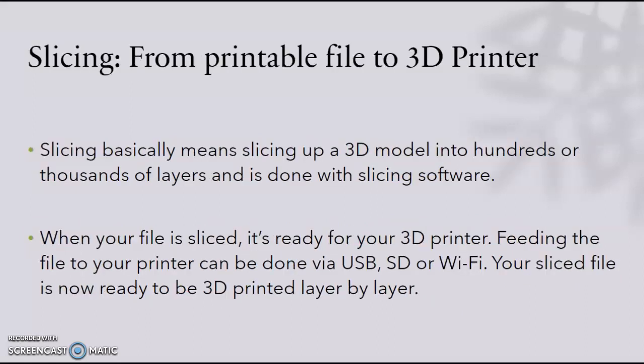Slicing basically means slicing up a 3D model into hundreds or thousands of layers, and is done with slicing software. When the file is sliced, it's ready for the 3D printer. Feeding the file to the printer can be done by USB, SD, or Wi-Fi. The sliced file is now ready to be 3D printed layer by layer.